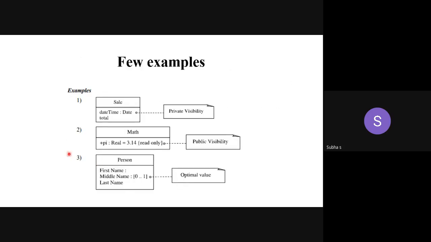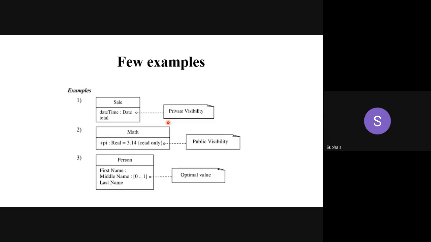Next. So these are a few examples. You can see them one by one. Let's see the first one. A class named Sale is given. For that Sale, what is the attribute name? The attribute name is dateTime. What is the data type for the dateTime? Date. Date is a default data type. We will discuss it in the next slides.